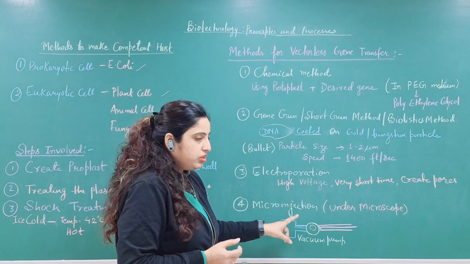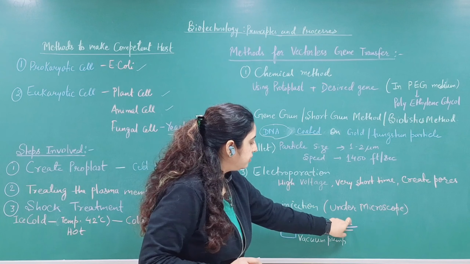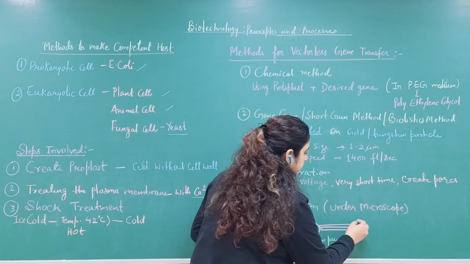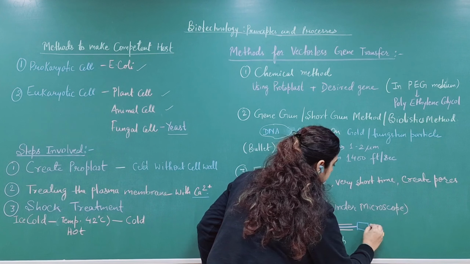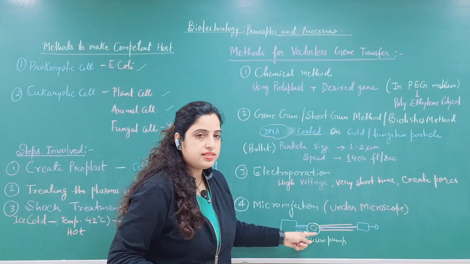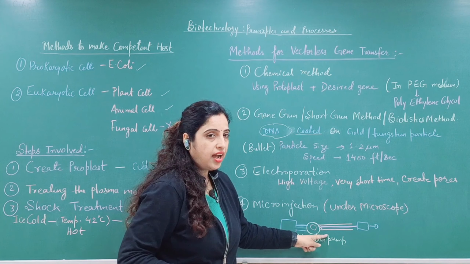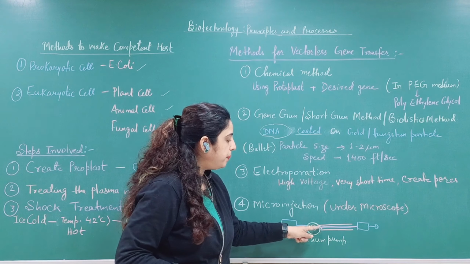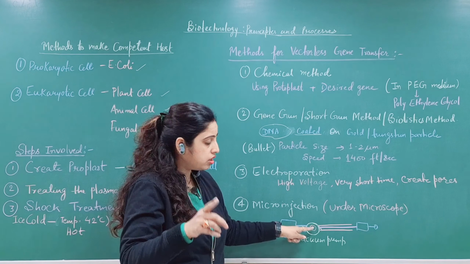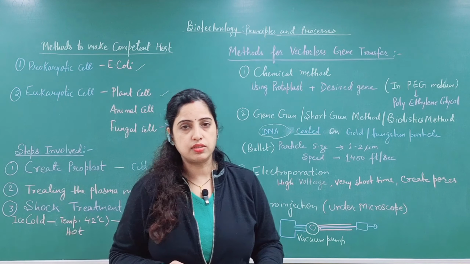Now the job is not over yet. There will be a guide, which will be, this is the injection. This is nothing but the injection, by which you are putting your desired DNA. So this red line is the guide and this purple line is the injection, which is directly focused into the nucleus, and that is how microinjection works.